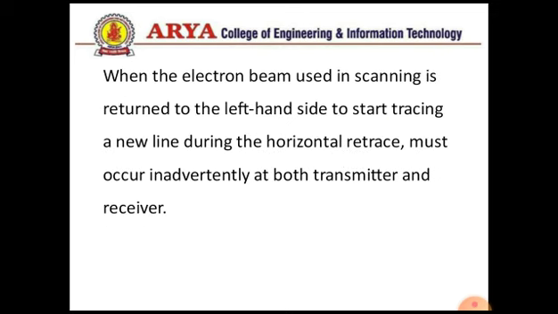When the electron beam used in scanning returns to the left hand side to start tracing a new line, the horizontal retrace must occur simultaneously at both transmitter and receiver.